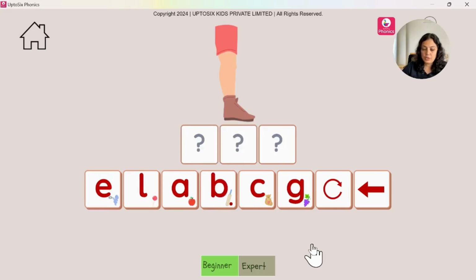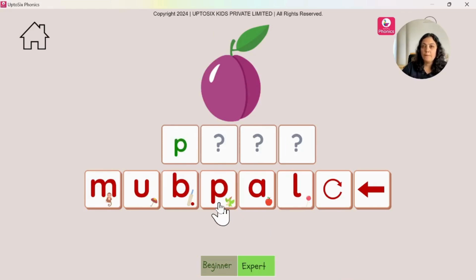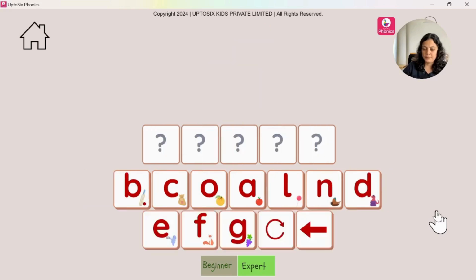Can you spell leg? Leg. How to write leg? Leg. Can you spell plum? Plum. Plum.